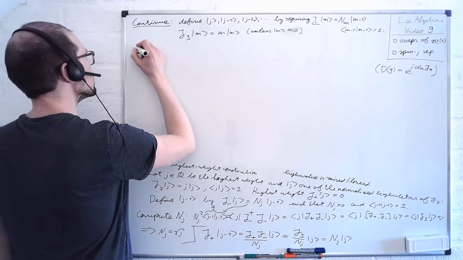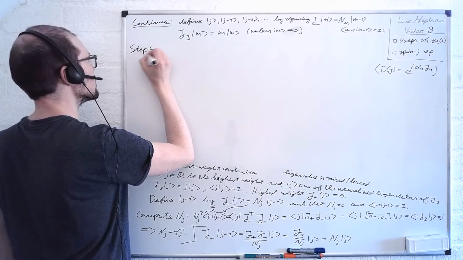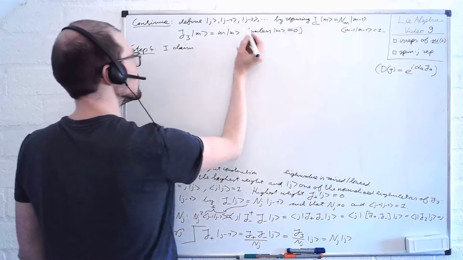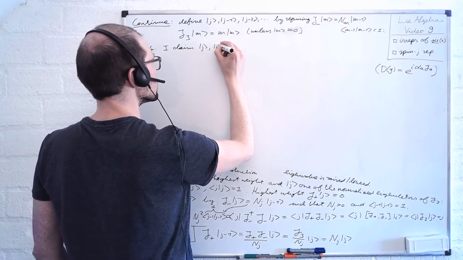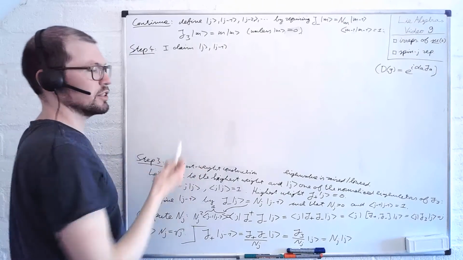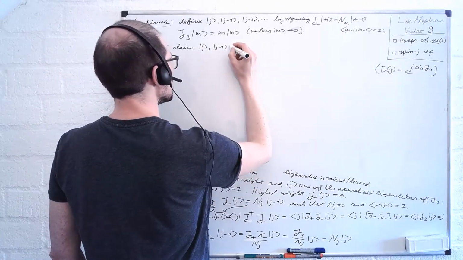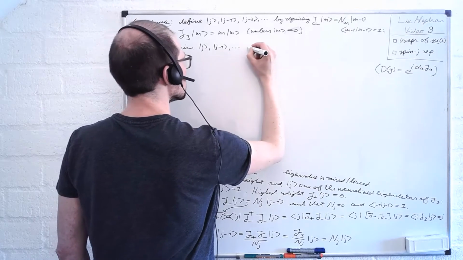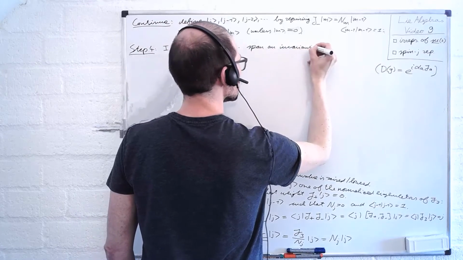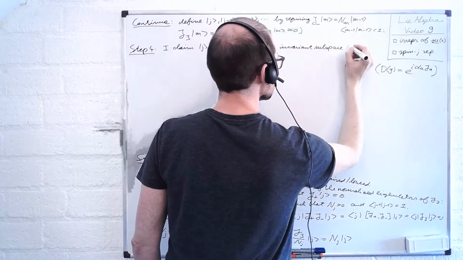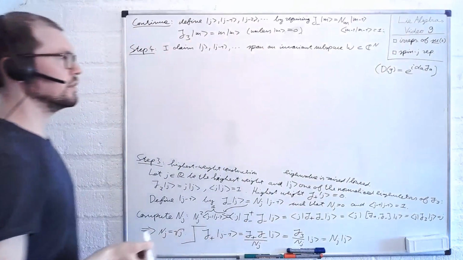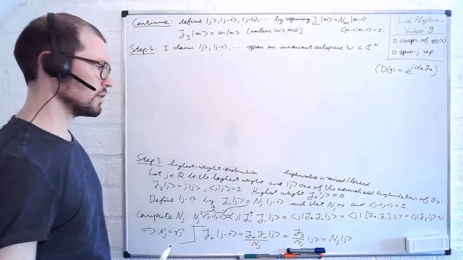Now my claim is, so this is step 4, if you like, that these vectors, which are all orthogonal to each other because they are eigenvectors of J3 with different eigenvalues, actually span an invariant subspace, say W, of the n-dimensional complex space in which our matrices are acting.